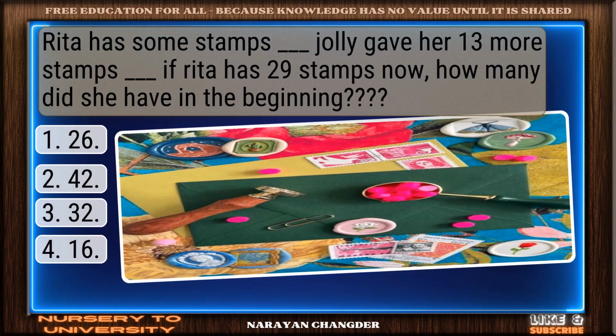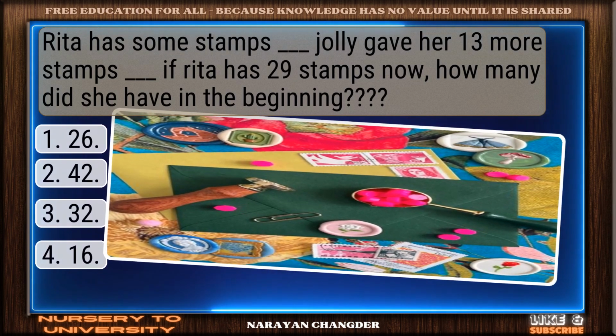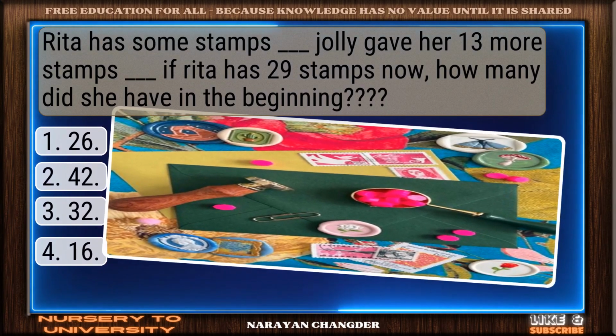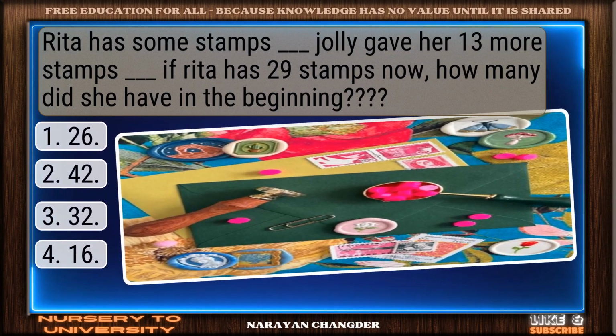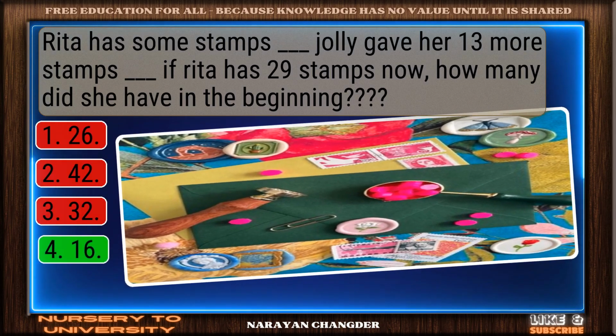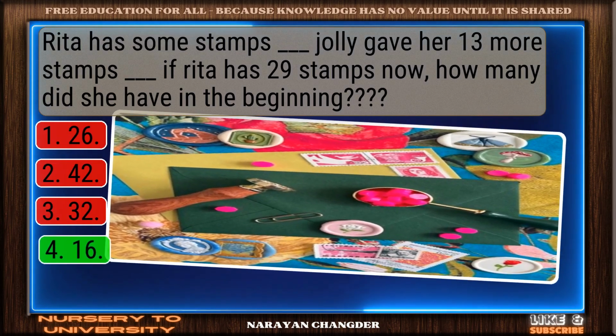Rita has some stamps. Dash. Jolly gave her 13 more stamps. Dash. If Rita has 29 stamps now, how many did she have in the beginning? Nice selection. 16 is the correct and valid answer.